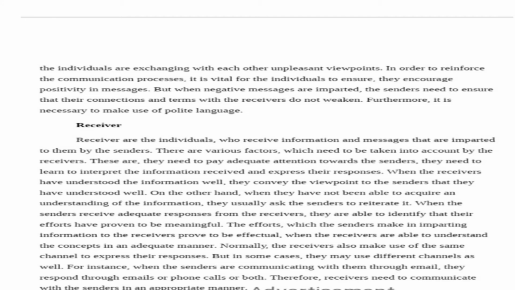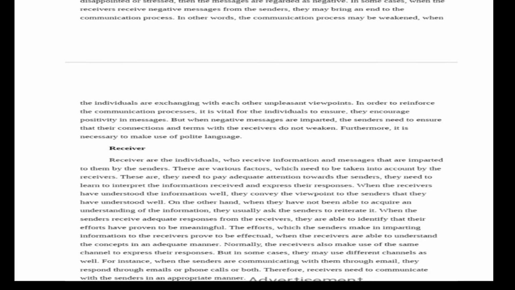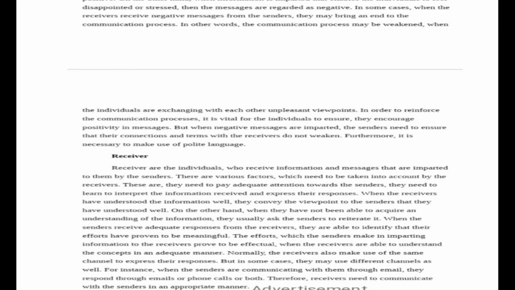The efforts which the senders make in imparting information to the receivers prove to be effectual when the receivers are able to understand the concepts in an adequate manner. Normally, the receivers also make use of the same channel to express their responses, but in some cases, they may use different channels as well. For instance, when the senders are communicating with them through email, they respond through emails or phone calls or both. Therefore, receivers are used to communicate with the senders in an appropriate manner.